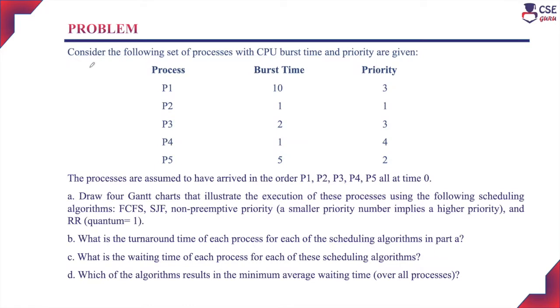The problem is, consider the following set of processes with the CPU burst time and priority given. They have given 5 processes with respective burst time and priority. The processes are assumed to have arrived in the order P1, P2, P3, P4, P5 all at time 0. So arrival time for all the processes will be 0 milliseconds.